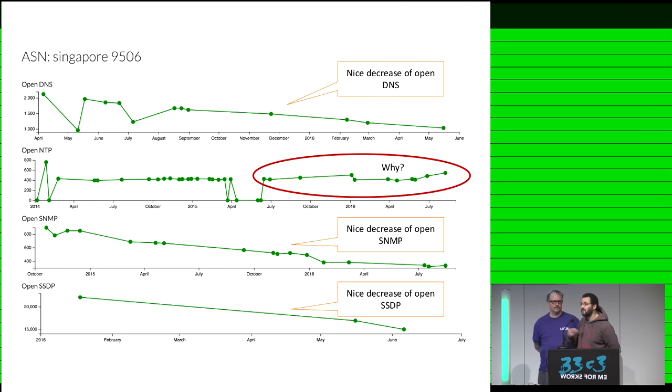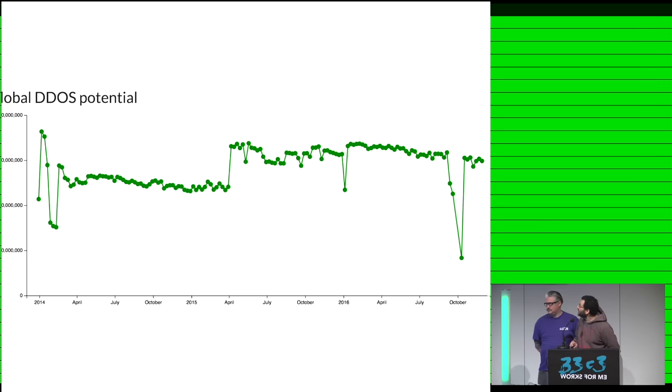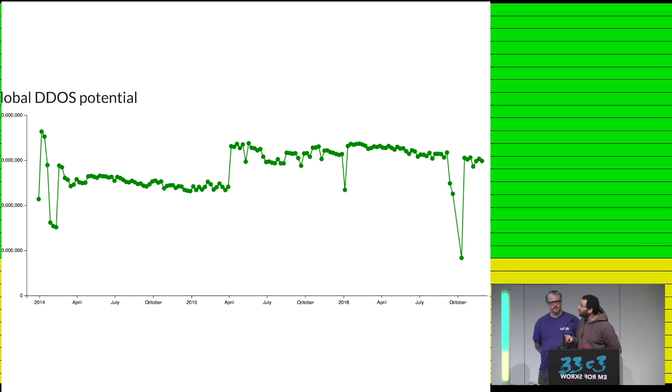So you can suddenly start to talk with the ISP and say, hey, why is that the case? Maybe you got something by default from the vendor, which you shouldn't have. And they'll usually be very happy to talk with you. Another thing we can do with an updated metric, if we have the amplification factor in the counts, like amplification factor times number of open recursive DNS servers, etc., is summarize these and create a global DDoS potential time series, for example.